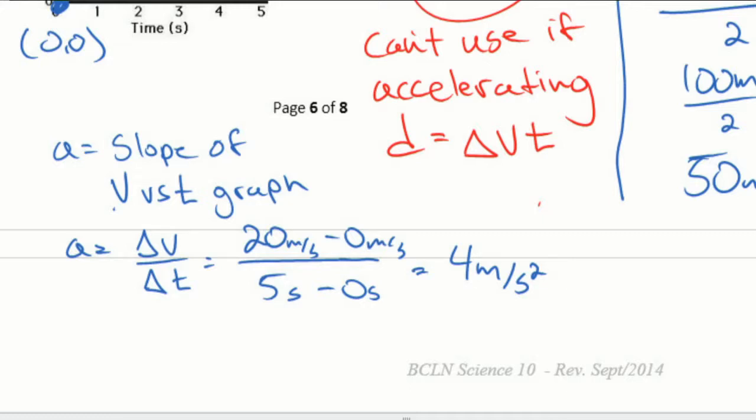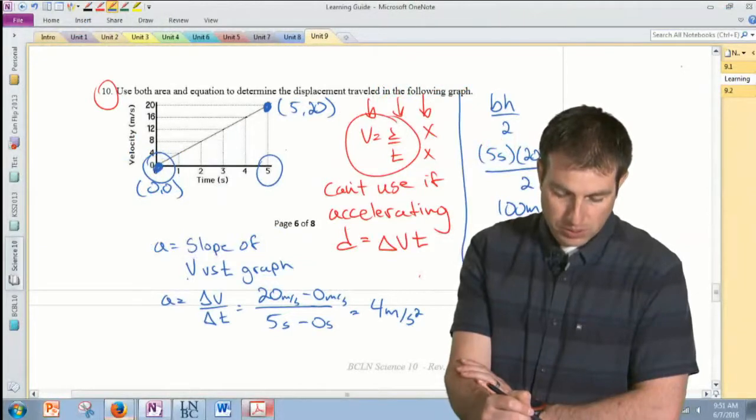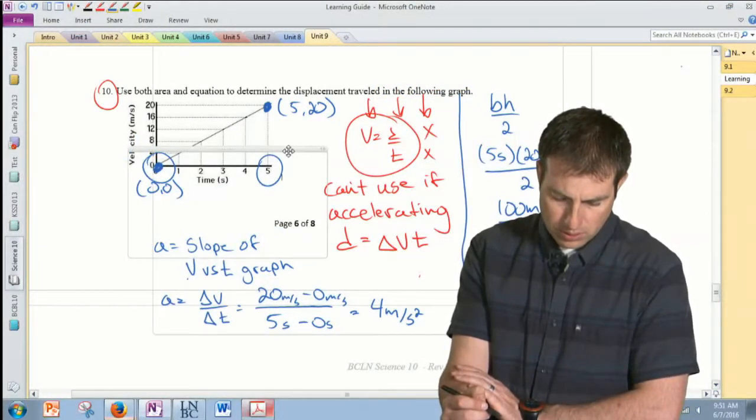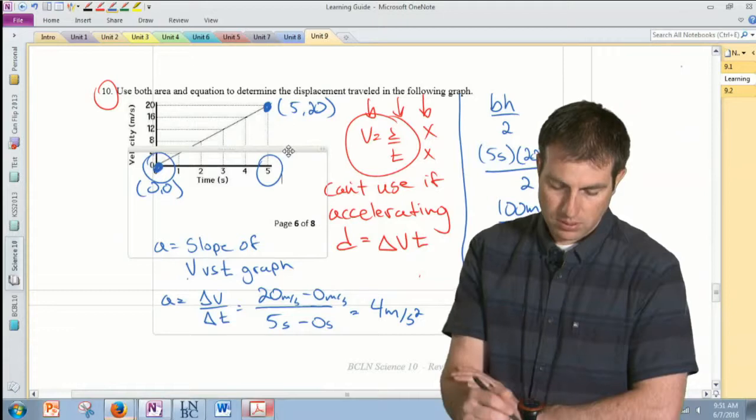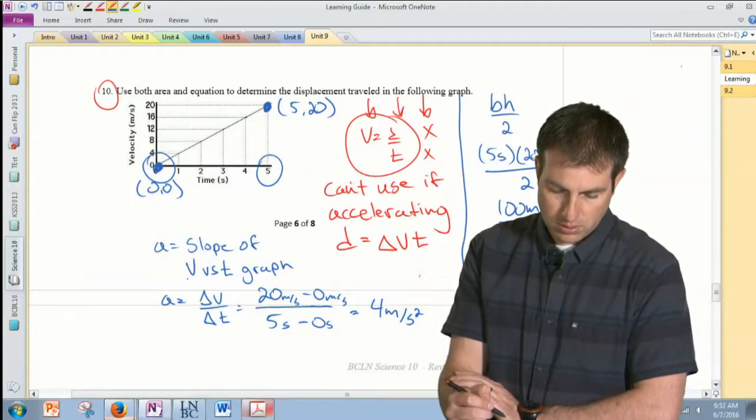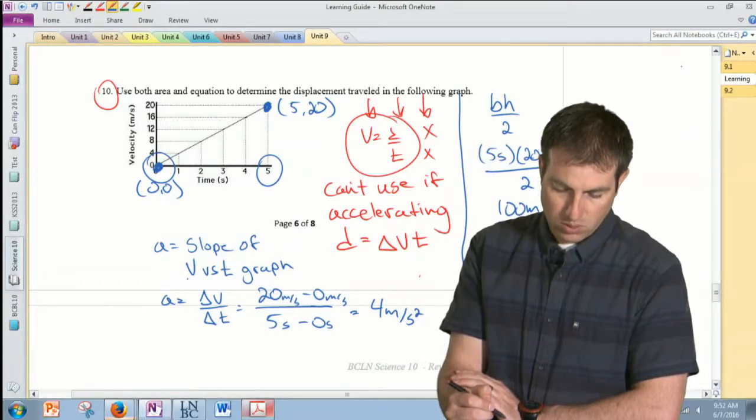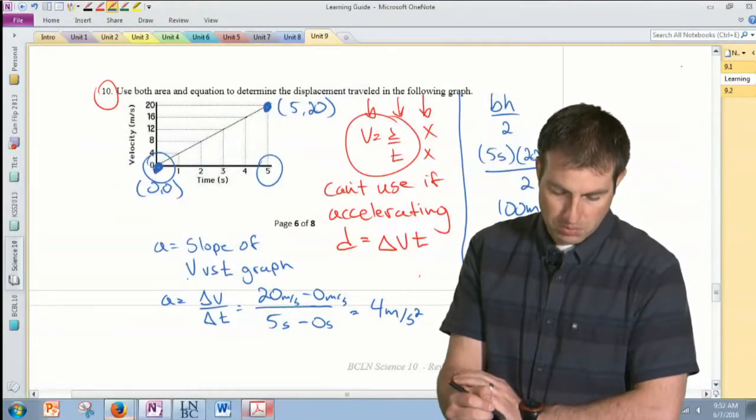Are we happy with that? I'm happy with that. All right, so that's found the acceleration. Now, if I start at 0 and I accelerate at 4 meters per second squared for 5 seconds, why is it that no matter what way I look at this, it's not working out in my head?